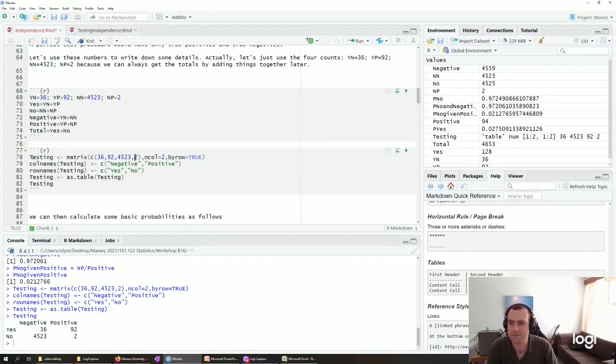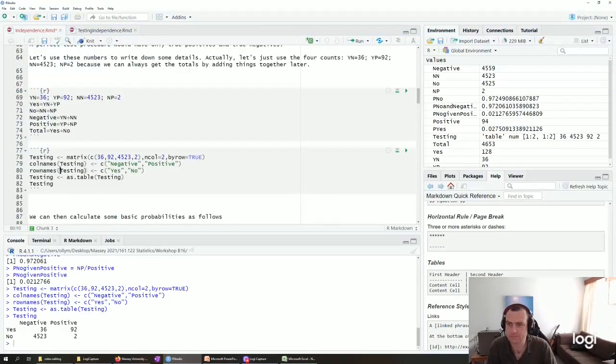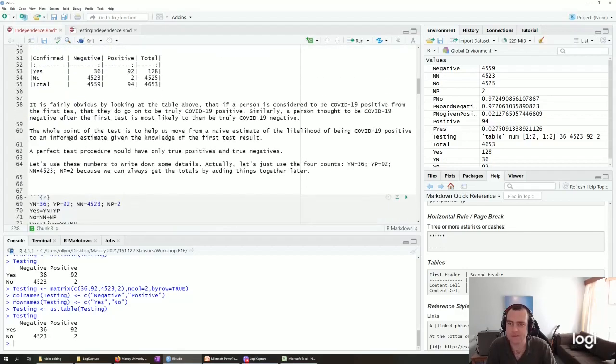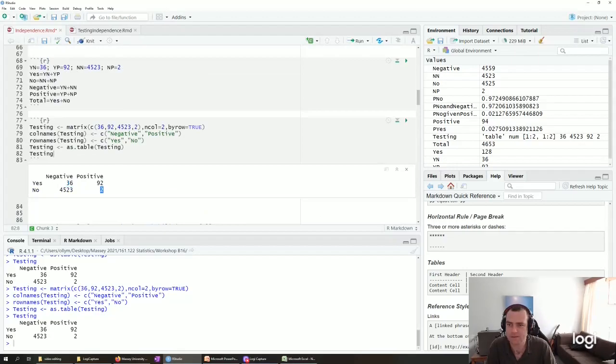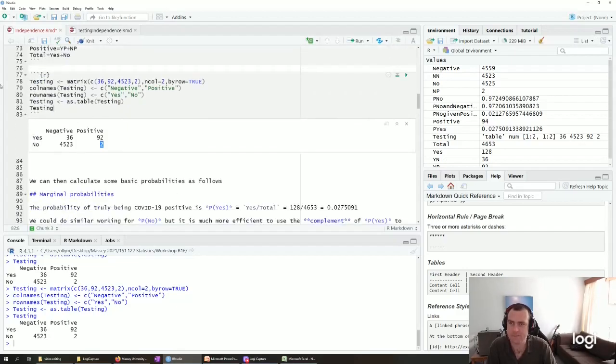Once I've created that testing object as a matrix, I can then label the columns negative and positive, and the rows yes and no. Then if I say as table, it should give us an object called testing, which is our table of counts that we've been using. So that matches up here. Positive and no is 2. Yep. Good. All looks right there.